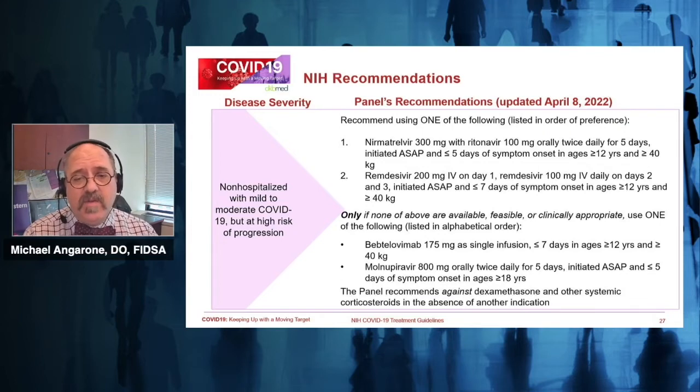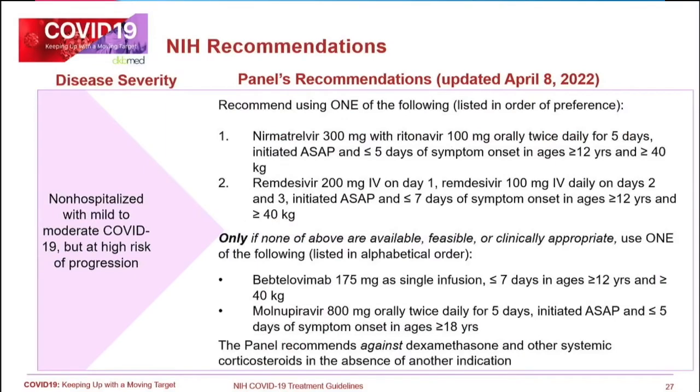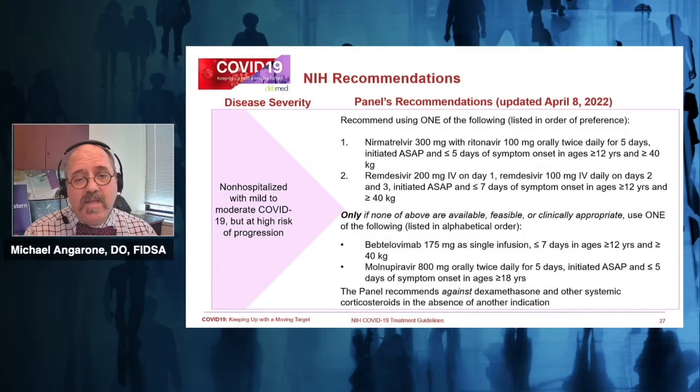that's initiated as soon as possible and within 5 days of symptom onset for individuals that are 12 years and over and 40 kilograms and over, or remdesivir, which is an IV infusion that's given once daily for 3 days, again, starting as soon as possible and within 7 days of symptom onset. And it is recommended for those that are 12 years and older and 40 kilograms and older as well. There have been some changes with remdesivir's recommendations in the broader scope with the FDA that I'll talk about in a bit, because it's now recommended for essentially all ages of children, so those that are 28 days and older, which we'll talk about in a bit.